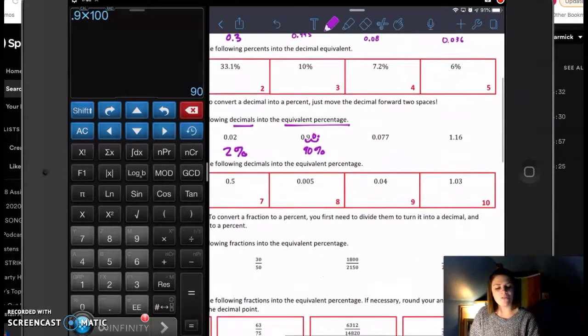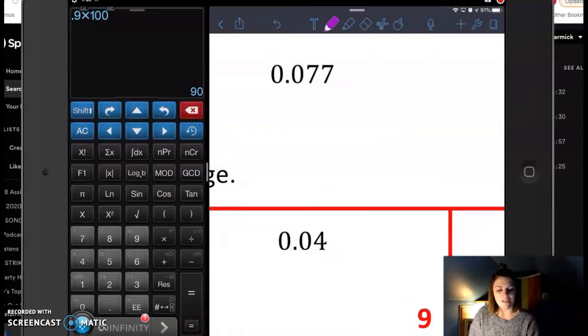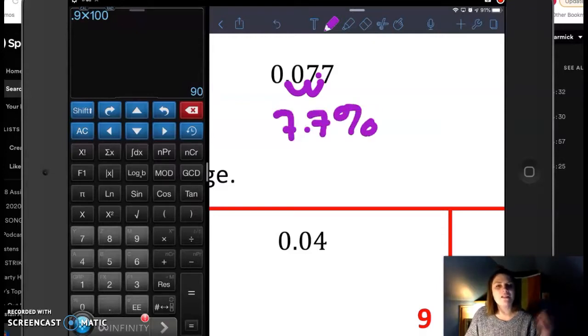Now this one would be a very easy one to use the move the decimal to the right method because boom, boom, okay, that seems nice. But what do I do with those extra zeros? Well, those extra zeros to the left are no longer needed. We can just say 7.7%. Again, if that confuses you, no big deal. Just take the original question, multiply by 100, and get 7.7.